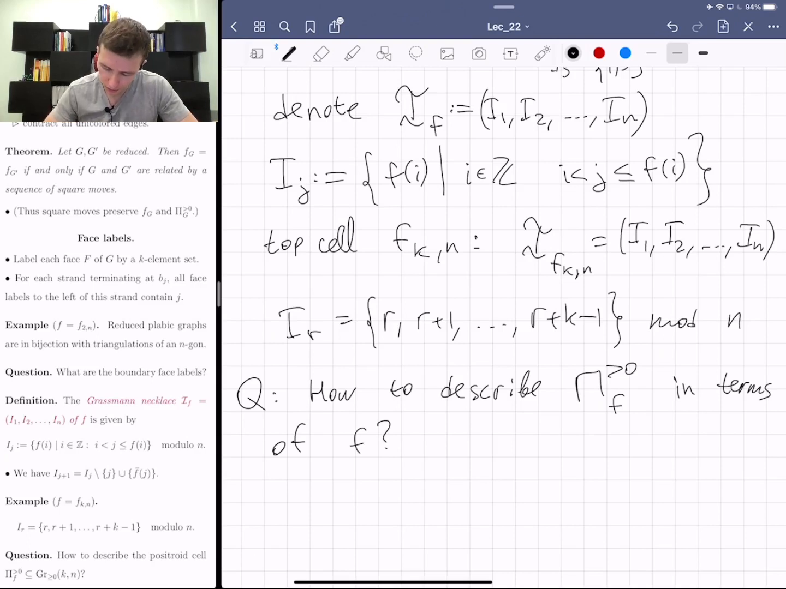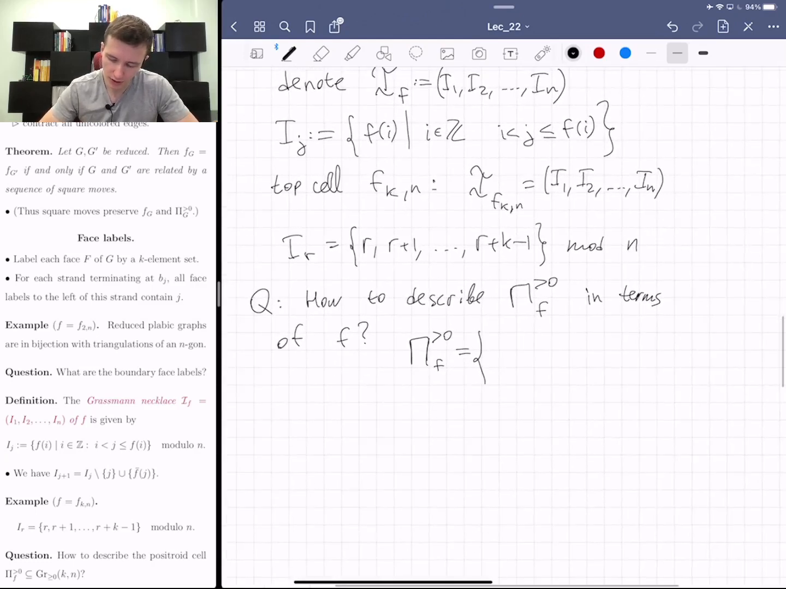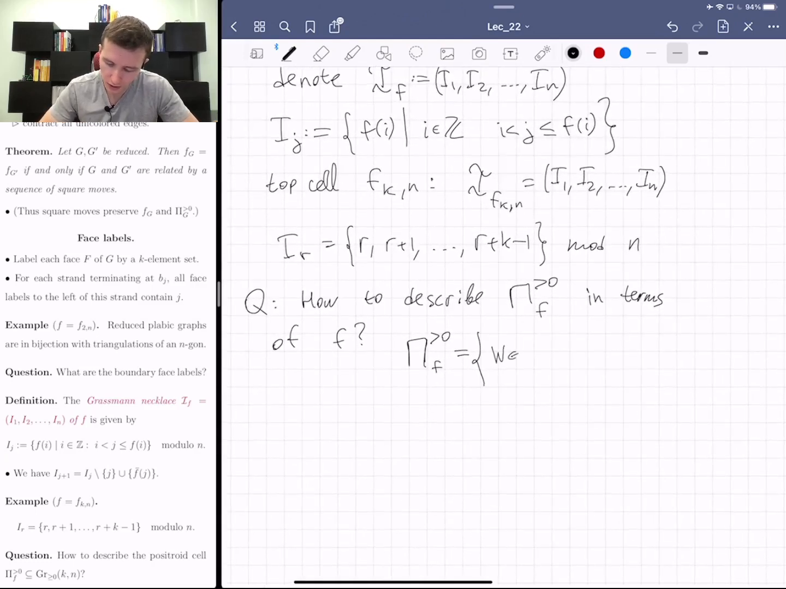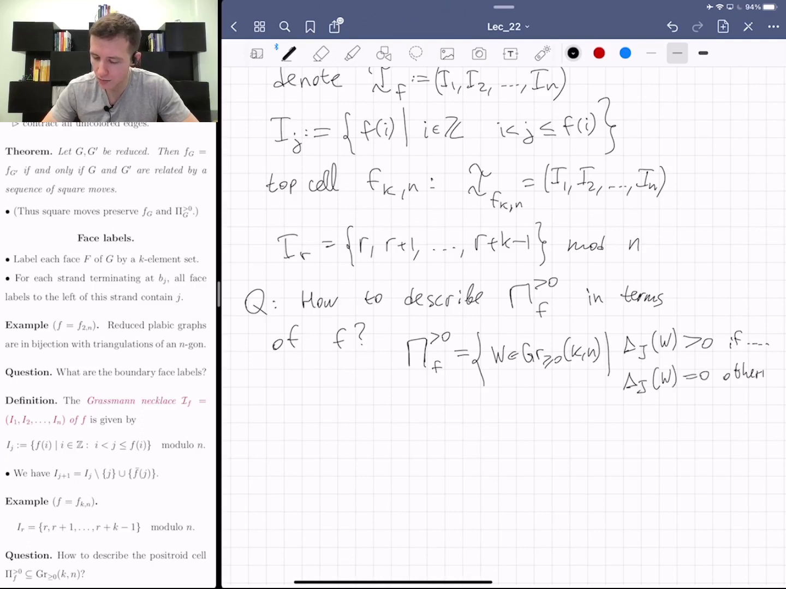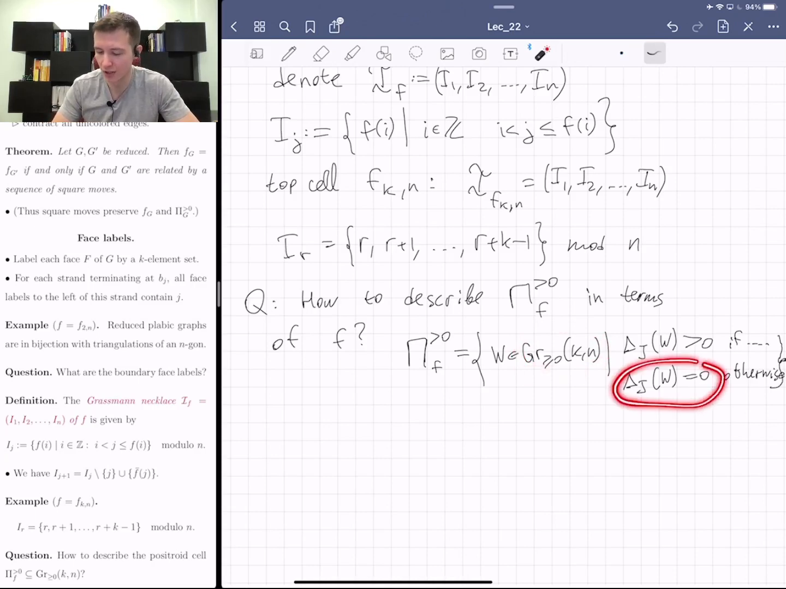More precisely, the totally positive Grassmannian is the place where all Plücker coordinates are non-zero. And what I'm going to say is that pi sub f is the set of all elements in the totally non-negative Grassmannian such that delta j of w is strictly positive if blah blah blah, and delta j of w is 0 otherwise. So each Positroid cell is going to be the subset of this totally non-negative Grassmannian where I just prescribe some Plücker coordinates to vanish and the others to be strictly positive.